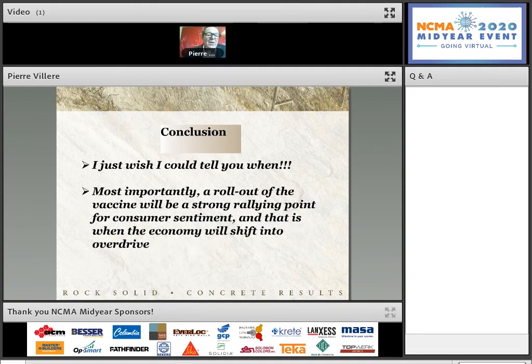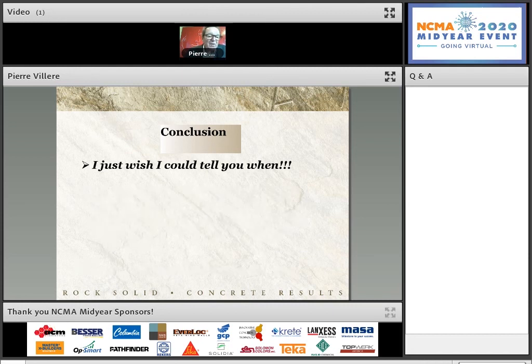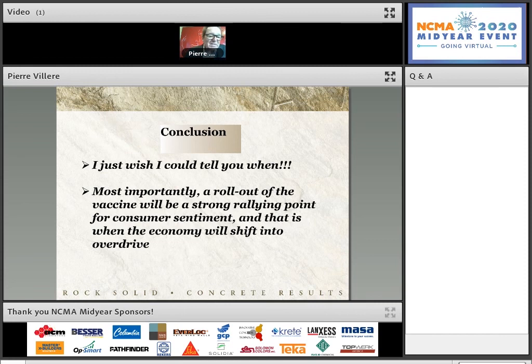Most importantly, a rollout of the vaccine will be a strong rallying point for consumer sentiment, and that is when the economy will shift into overdrive. Pent-up demand will be enormous. I want you all to remember, you heard this from me, a year or 18 months or 2 years from now, you will not be able to get a hotel room at a resort. You will not be able to book an airline seat or a cruise ship stateroom because there's so much pent-up demand globally in money that's not being spent on leisure.